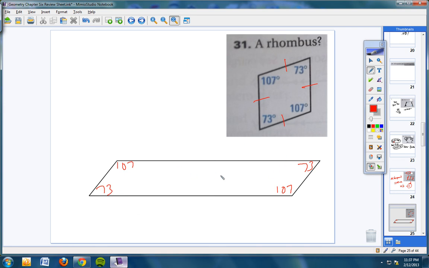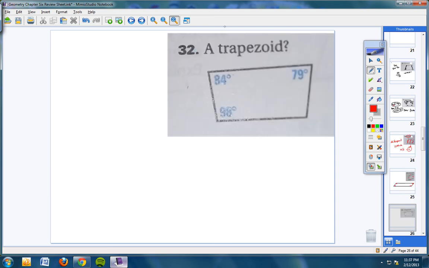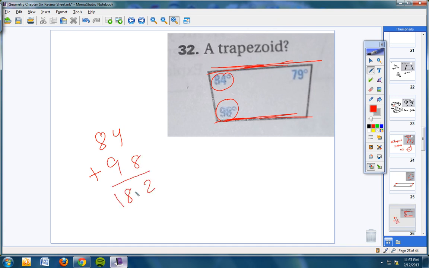Here's a counter example. I stretched it way out. I kept the angles the same. That is not a rhombus. It's just a trapezoid. Remember what I told you. Look, if this line here is parallel to this line, then these two angles had better be supplementary. Well, let's see if they are. 84 plus 98 would be 182. Nope. So I know for sure that this line is not parallel to this line because these two angles are not supplementary.